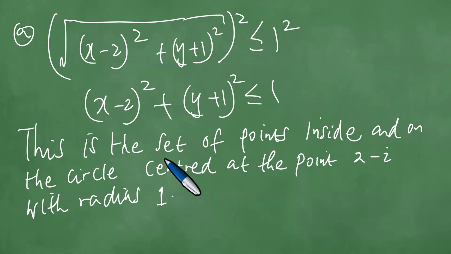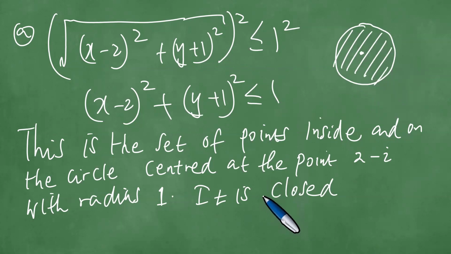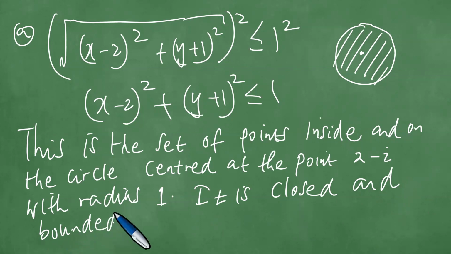Okay, but now very important. We're describing the set. This is a set of points inside and on the circle centered at the point 2 minus i with radius 1. Let's first describe what it is. It is closed, because if you sketch this, a circle is like this, and it has the center there. But now it's equal to 1, so the boundary is included, but it's less, so you also shade the interior. In other words, it is closed and bounded. It is the set of points inside and on the circle centered at the point 2 minus i with radius 1.